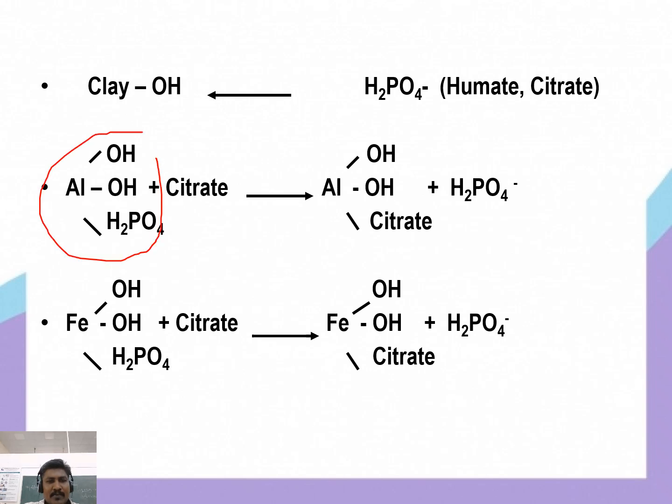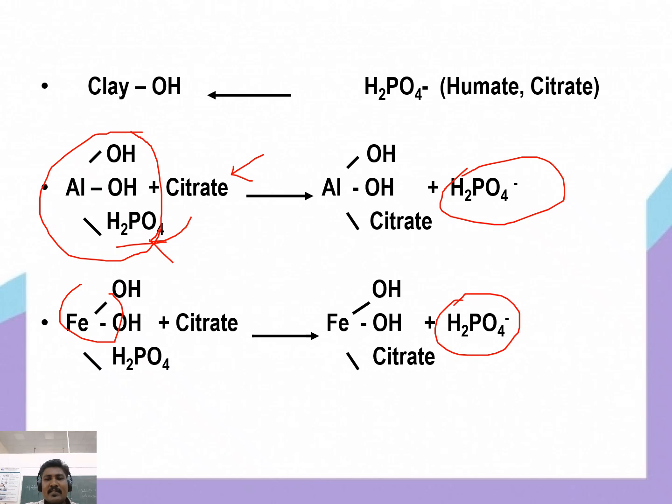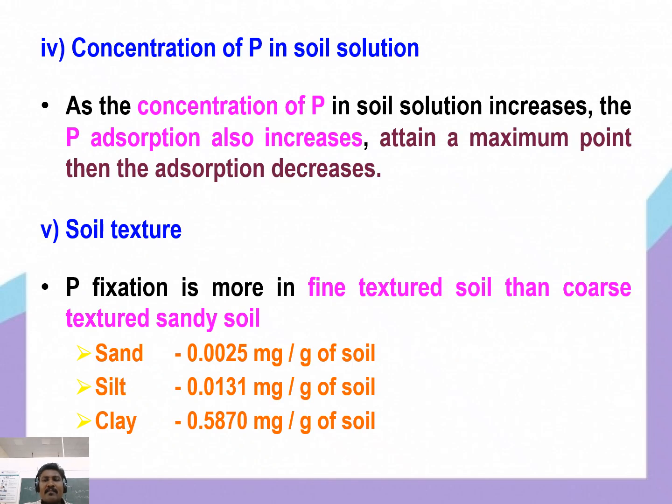This is the bound form of phosphorus. Phosphate is locked with aluminum hydroxide. When you add citrate, this citrate will replace the phosphate ion and the phosphate will get freed. Similarly, the same happens with iron hydroxide and iron phosphate. The same reaction occurs and the phosphate ion gets released. This process is called chelation. Chelation is nothing but coordination between the metal ion and the organic acid.